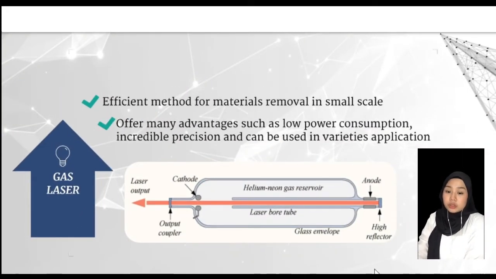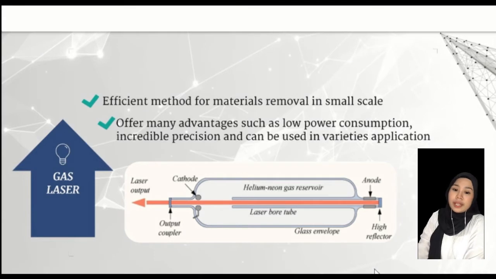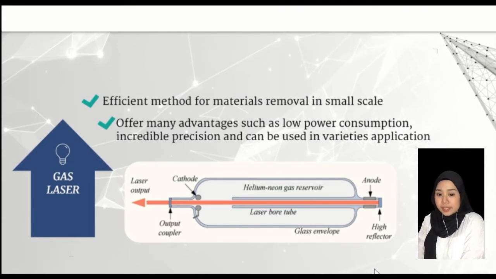Carbon dioxide laser engraving is an efficient method for material removal on a small scale. It was developed by Kumar Patel in 1964. The laser is created in a sealed glass tube filled with gas by a carbon dioxide laser. A high voltage is applied to the gas particles in the tube, which interact with them and increase their energy, leading to the creation of light.